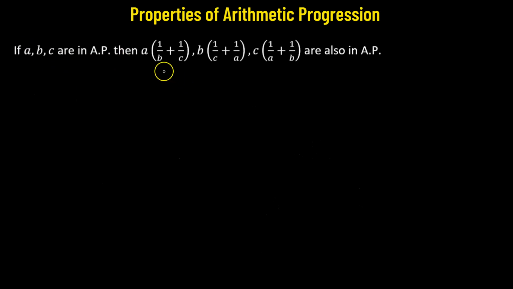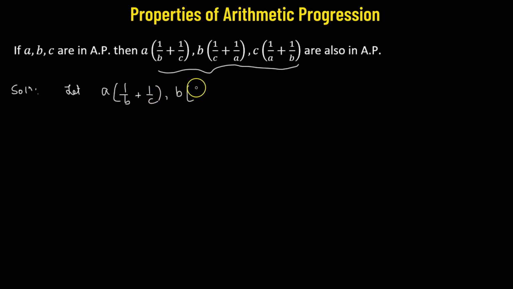So here we'll need to show that these three numbers are in arithmetic progression. So we'll suppose that they are indeed in arithmetic progression. So we have a times 1 over b plus 1 over c, the second term being b times 1 over c plus 1 over a, and the third term being c times 1 over a plus 1 over b. So let's say that these three numbers are in arithmetic progression.